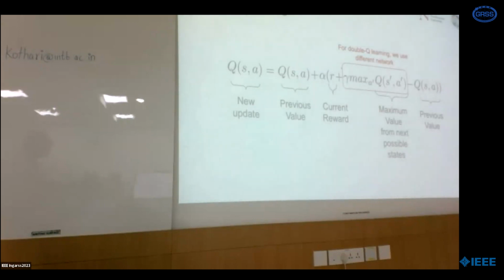And for a rough introduction of double DQ learning, what we do is we update the current Q value of a state and an action pair by taking the previous value and adding the reward plus the maximum value from the next possible states. So for double DQ learning, this is where we use a different network.